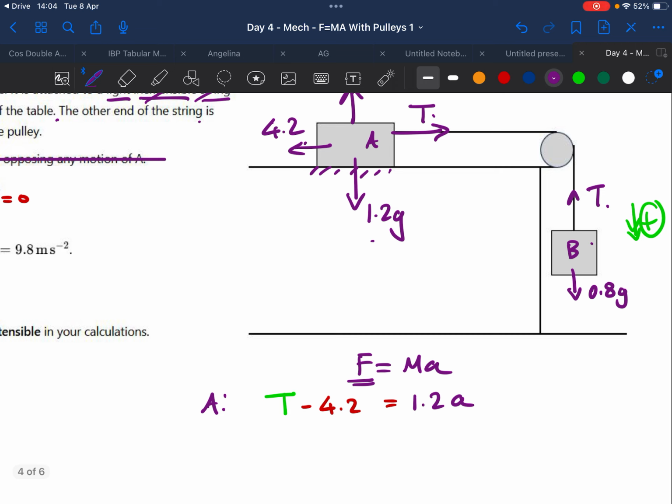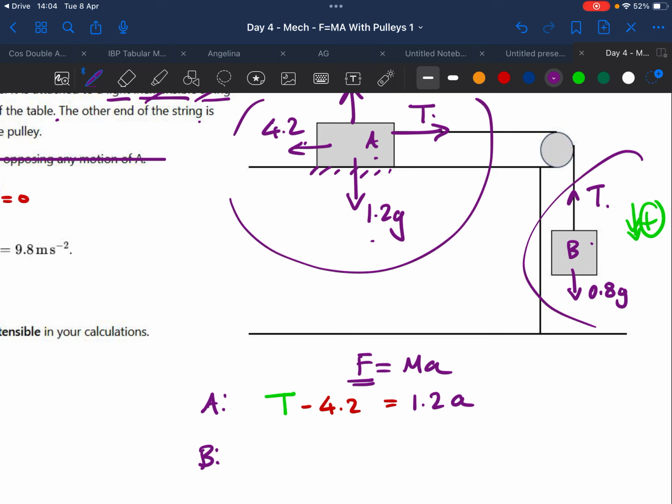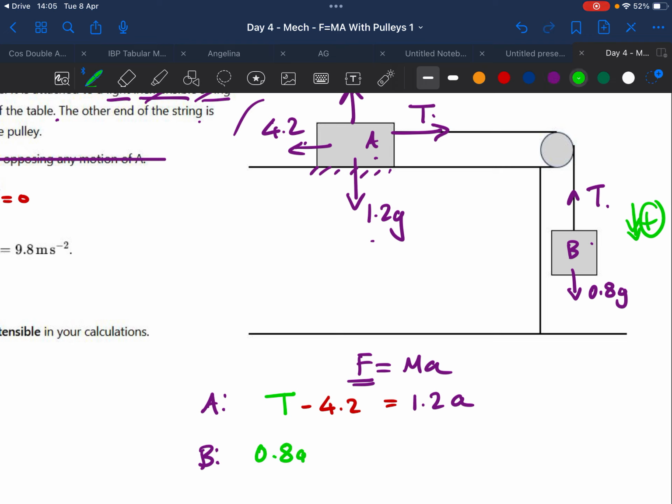So that's for A, and for B, look what we're doing. We're kind of considering these separately, aren't we? This one doesn't really know that this one exists, okay? It just has tension. That's how the things are really being connected together. So for the next one, 0.8g is sort of the driving force that goes with the direction, and then it's minus T, isn't it? What's it equal to? It's equal to 0.8a.